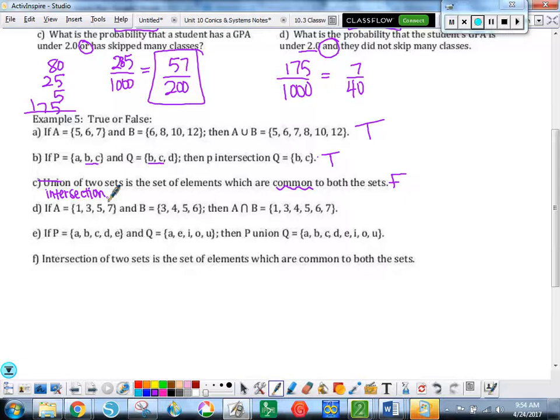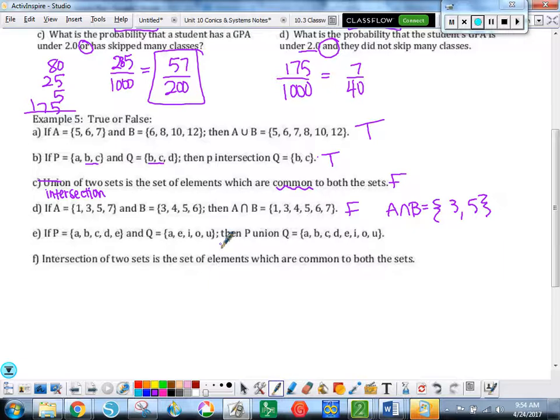If A is 1, 3, 5, 7, and B is 3, 4, 5, 6, then the intersection is 1, 3, 4, 5, 6, 7. True or false? False. Good. What would the intersection be? Fix it. Intersection is 1 in both groups? No, it's 3. Yes. It's 5. Yes, and that is it. The intersection is only the overlap. Did I miss one? Oh, but B is not. That is not here. So we're good.